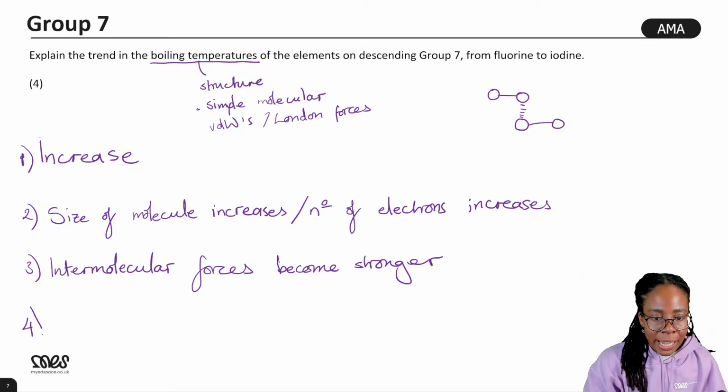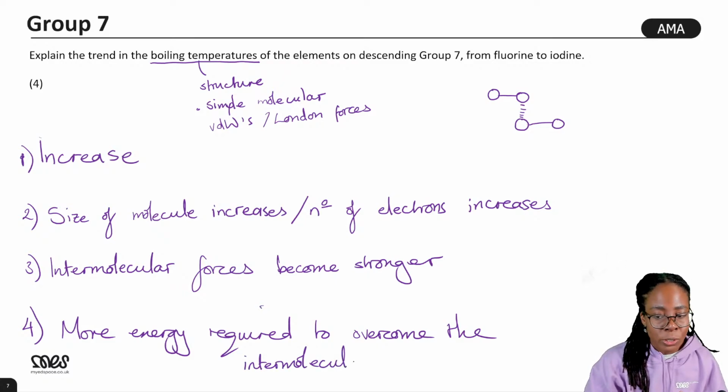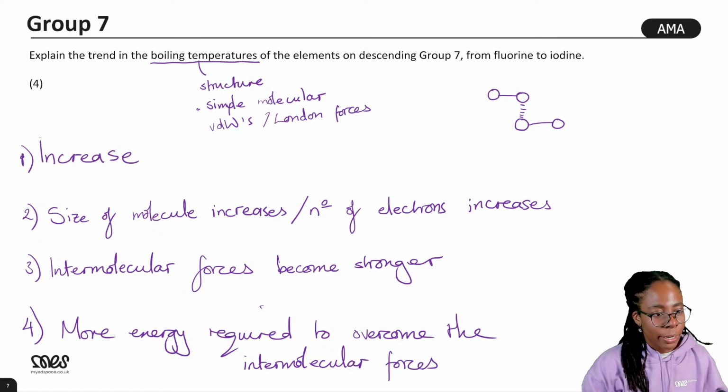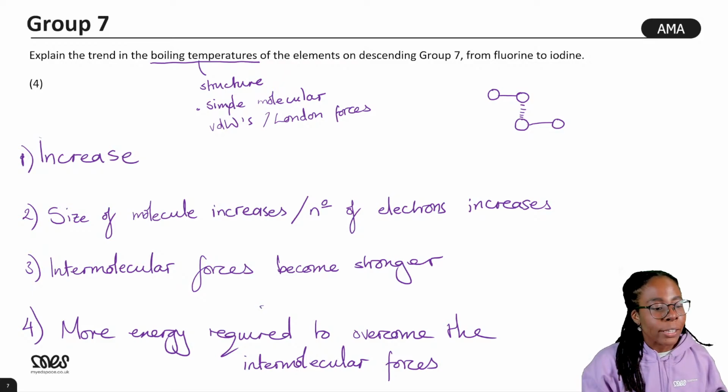Yes, our fourth point is that, therefore, more energy is required to overcome or to break the intermolecular forces. Again, if you want to be specific and call them van der Waals or London forces, absolutely fine. Alexis, you wouldn't get marks here for talking about the states because it's not explaining why the boiling points are getting higher.